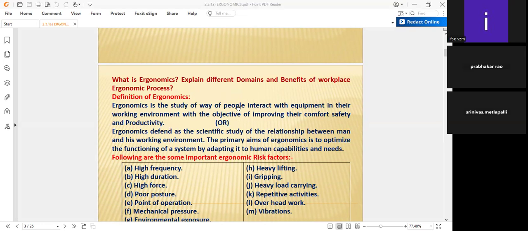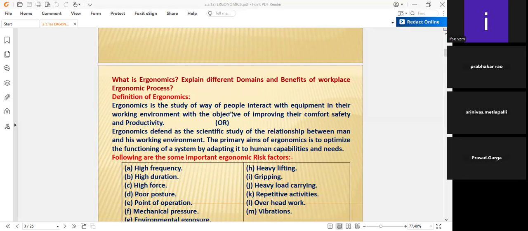Ergonomics is the study of the way people interact with equipment in their work environment, with the objective of improving their comfort, safety, and productivity. Ergonomics is about people interacting with the object which they have to carry, that we call equipment, in their workplaces, with the comfort of the people to handle the object and reach the desired place. That's what I mean to say.